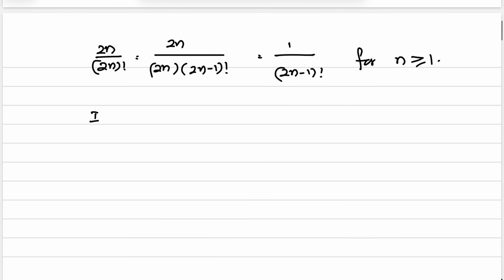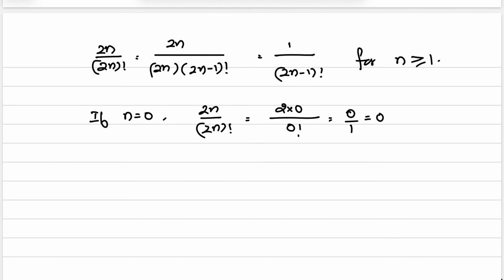Because if n is equal to 0, 2n by factorial 2n is equal to 2 into 0 by factorial 0. We know that factorial 0 is 1. That is equal to 0 by 1 is equal to 0. What is the basis for it? Factorial 0 is equal to 1. This is since factorial 0 is equal to 1.